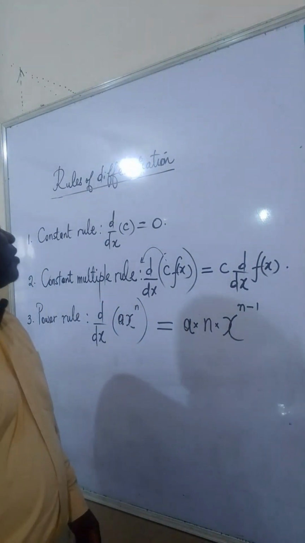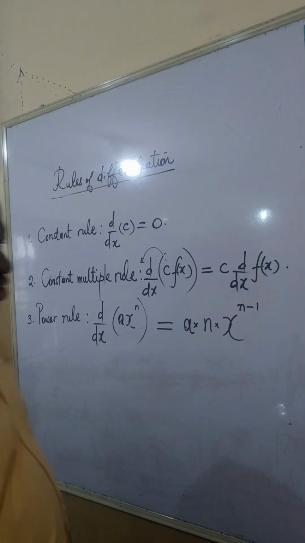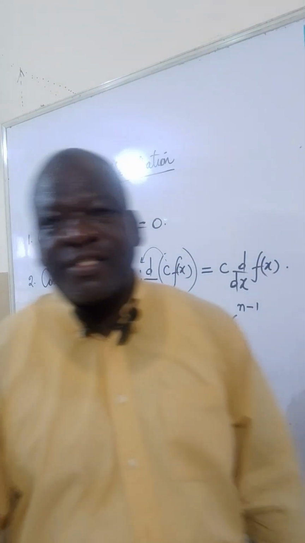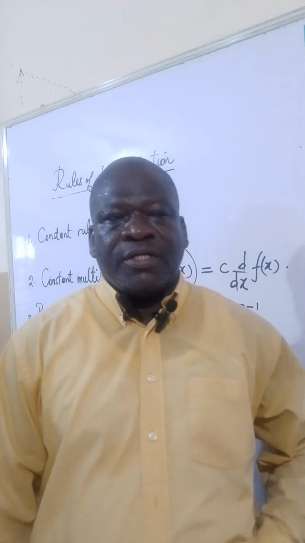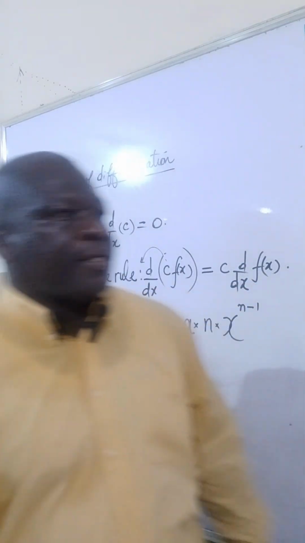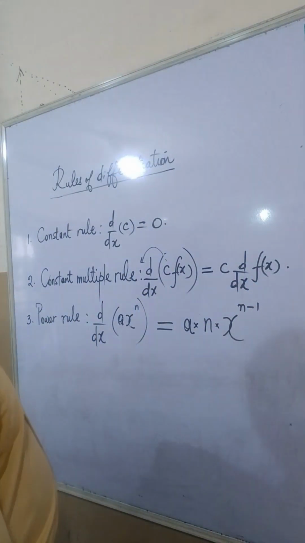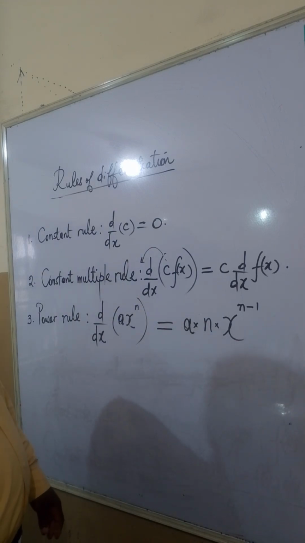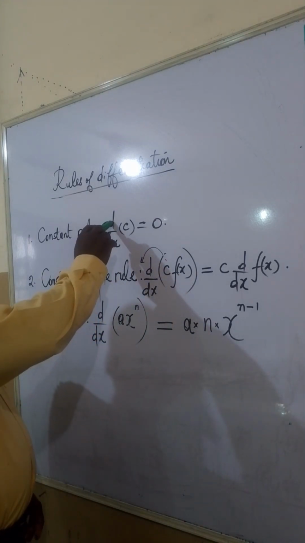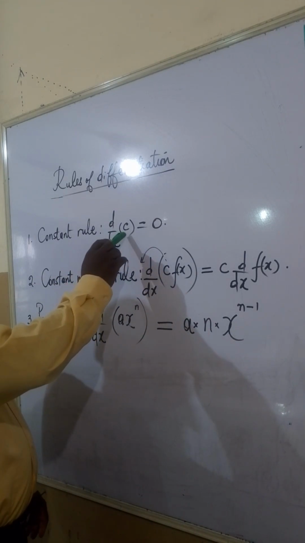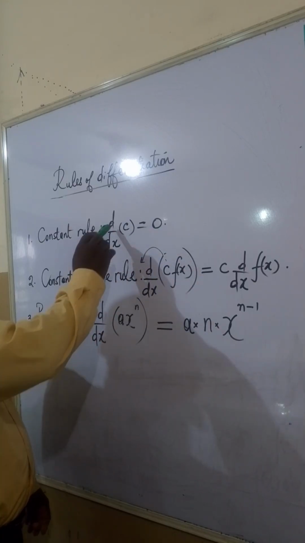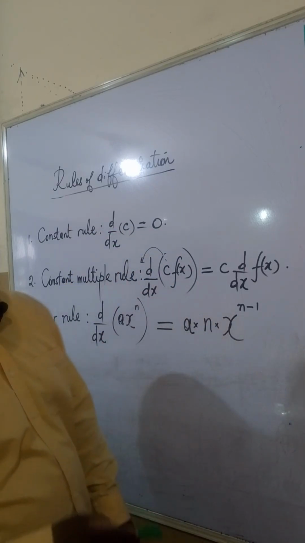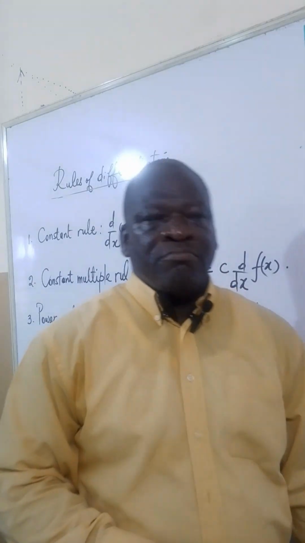Today we are going to look at the rules of differentiation. There are 7 basic rules we are going to look at. Number 1 is the constant rule. d/dx of c equals 0. Differentiation of a constant number equals 0.